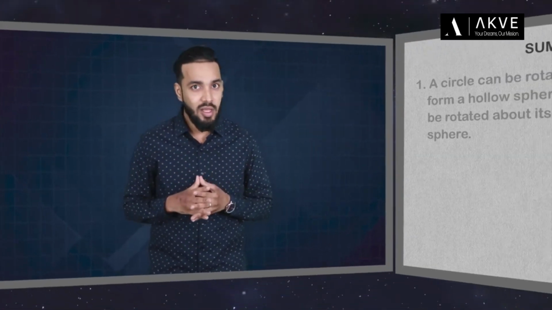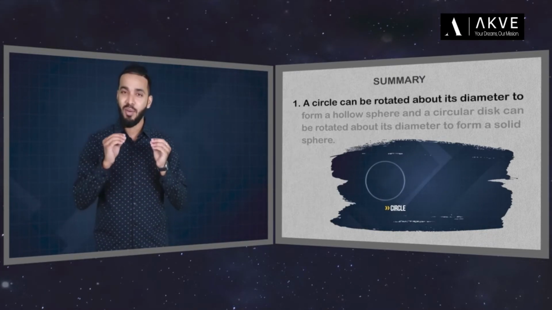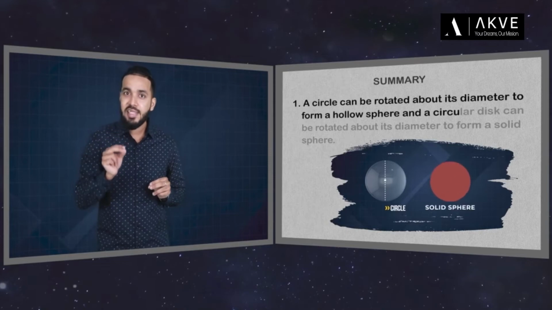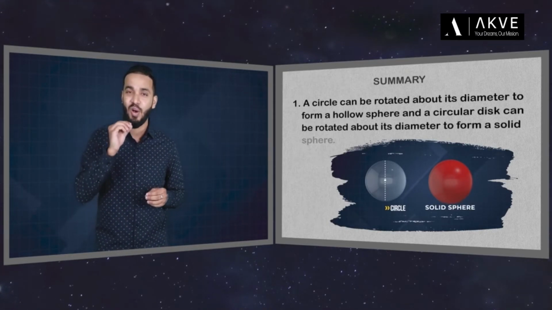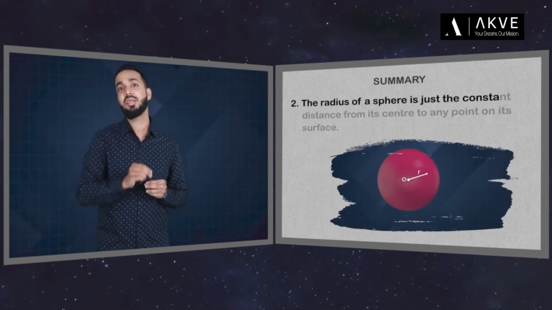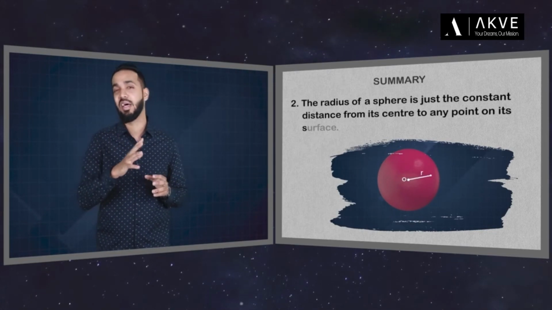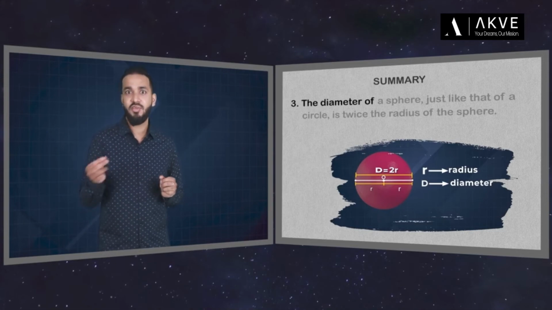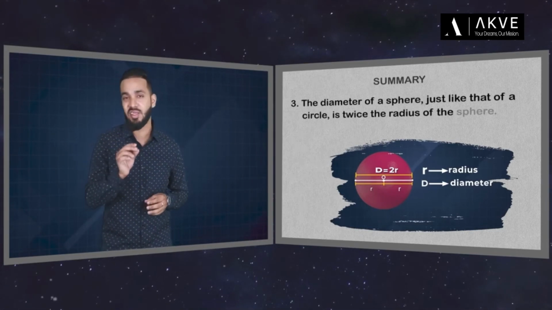So in this video, we got to understand spheres and hemispheres better. We saw that a circle can be rotated about its diameter to form a hollow sphere, and a circular disc can be rotated about its diameter to form a solid sphere. The radius of a sphere is just the constant distance from its center to any point on its surface. The diameter of a sphere, just like that of a circle, is twice the radius of the sphere.